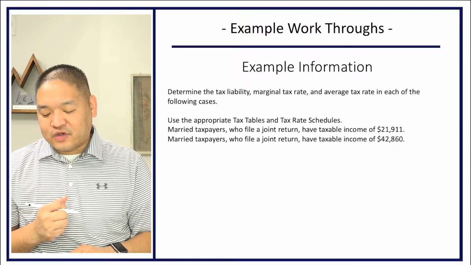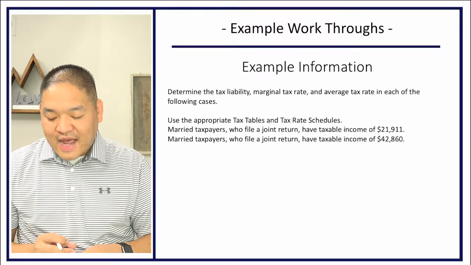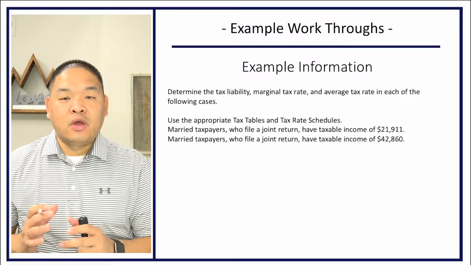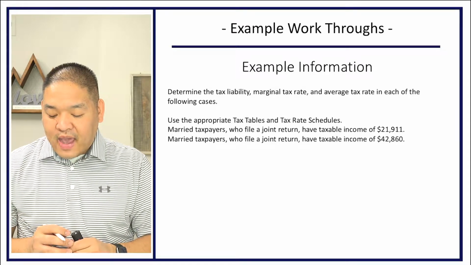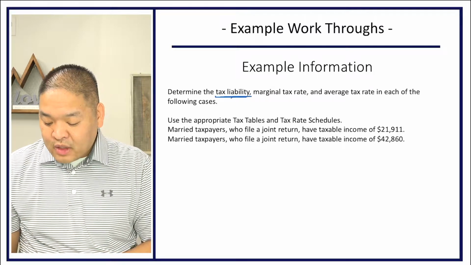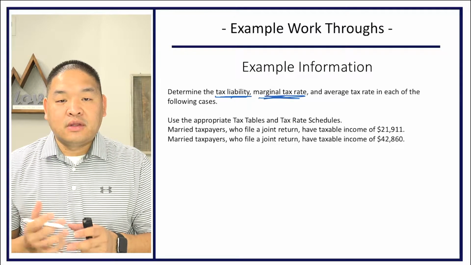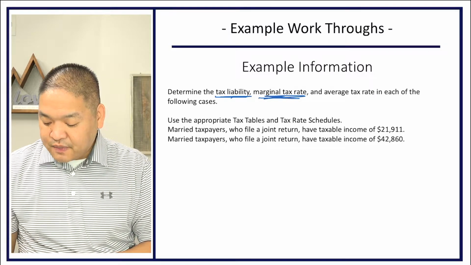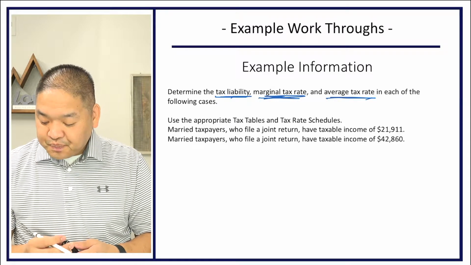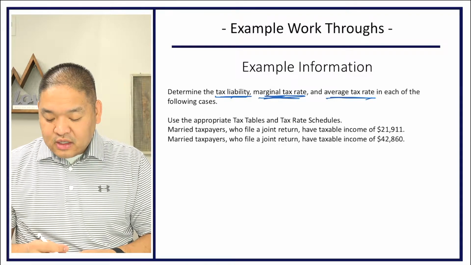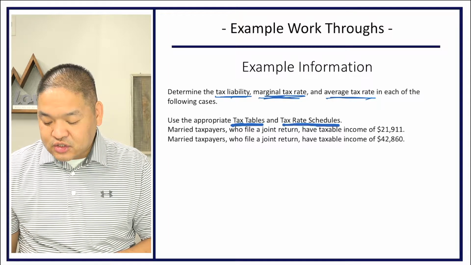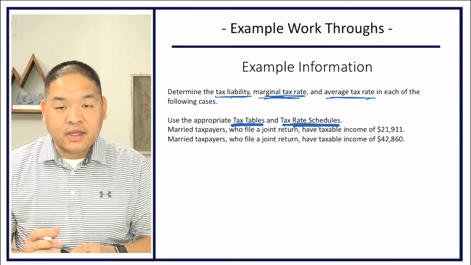All right, so let's take a look at our first example here. It says to determine the tax liability, marginal tax rate, and average tax rate in each of the following cases. So we're going to have multiple cases here. And it says that we want to find the tax liability, so how much taxes they're going to owe. The marginal tax rate, so that's one of the calculations we learned in this section. And then the average tax rate, again, another thing that we learned in another section here. In each of the following cases, use the appropriate tax table and tax rate schedule. So they're telling us to use one of these two to get that done for calculating the tax.